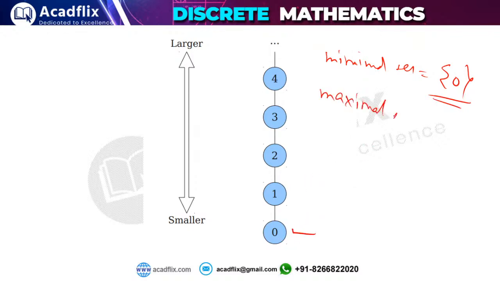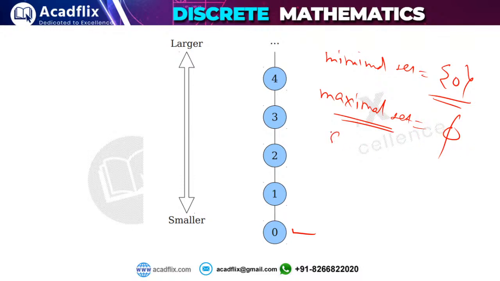What will be the maximal set? There is no maximal element, because it will just go on. After 4 there will be 5, 6, 7 and so on. So there is no maximal element, and the maximal set will be empty.